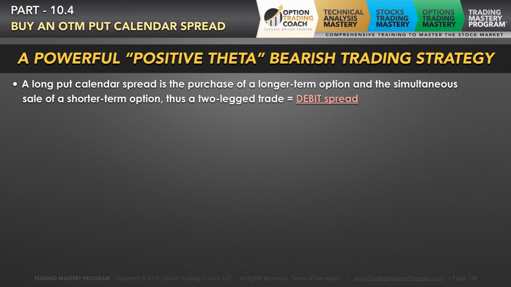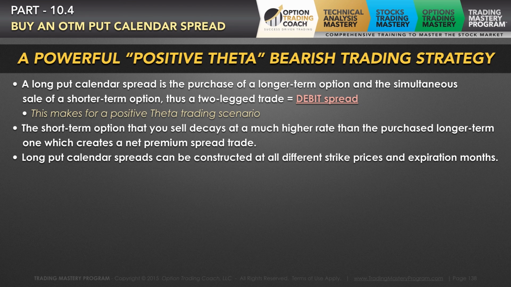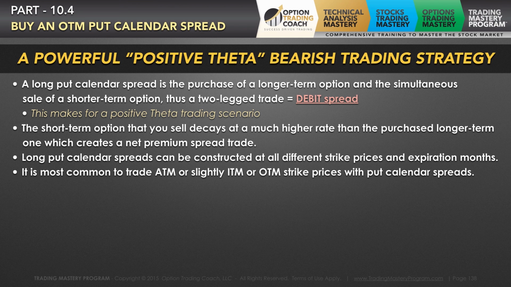Buy an out of the money put counter spread. With a long put counter spread, it's going to be the purchase of a longer term put option and the simultaneous sale of a shorter term put option. So it's a two-legged trade. A long put counter spread can be constructed at all different strike prices and expiration months depending on what you want your Greek risk overall to look like. Further out of the money you go, yes, you'll have a higher delta, but the flip side is you'll often have a larger negative theta.